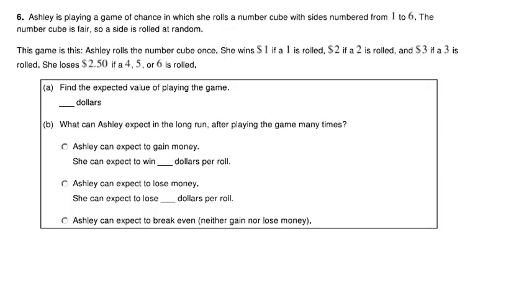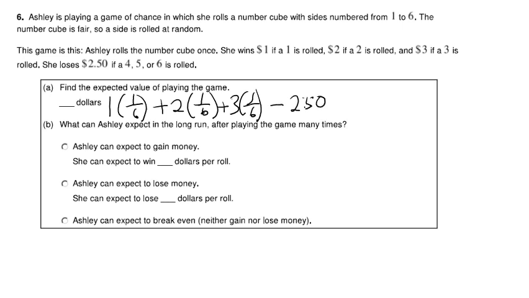All right, read the problem over, work it out, and compare what you get with what I get. When Ashley plays this game, she could win $1. The probability of winning $1 is 1/6. She could win $2. The probability of winning $2 is 1/6. She could win $3. The probability of winning $3 is 1/6. But she can lose $2.50, and the probability she loses $2.50 is 3/6.